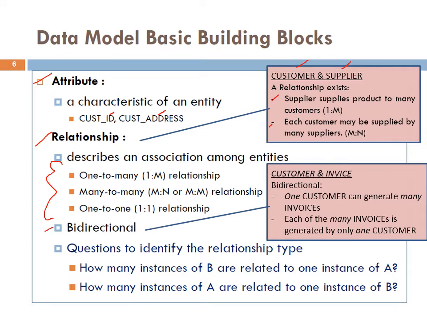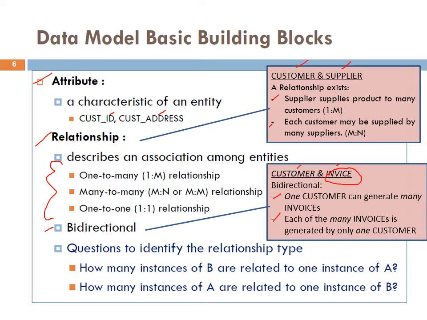A data model relationship also can be described in both directions, and we call it bidirectional. For example, here we have a customer and invoice. This is a typo, invoice. In bidirectional, we can say one customer can generate many invoices, and the other way around, we can say each of the many invoices is generated by only one customer. So we can describe it in both directions.